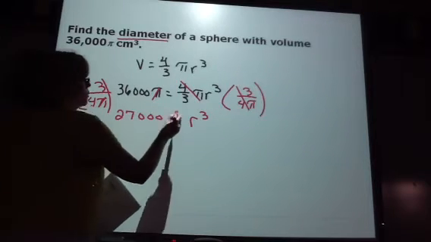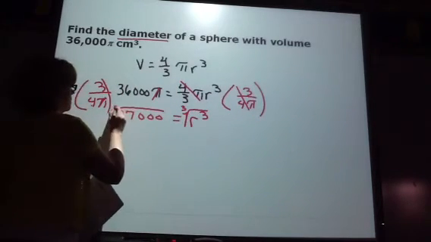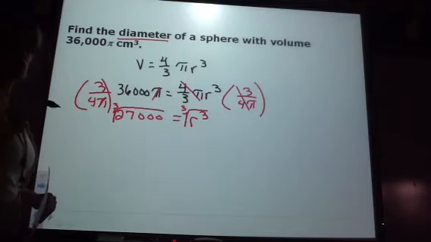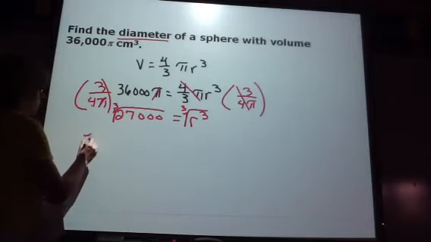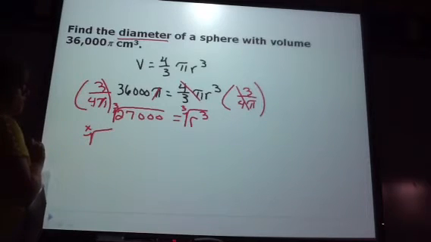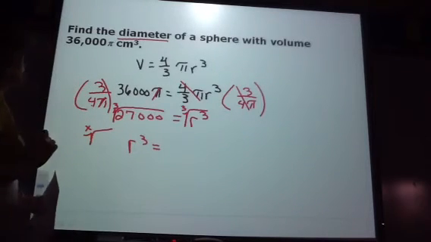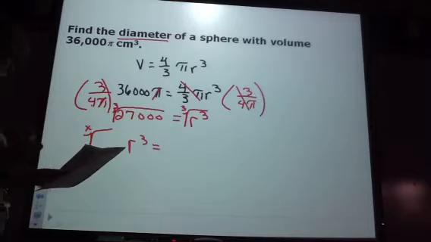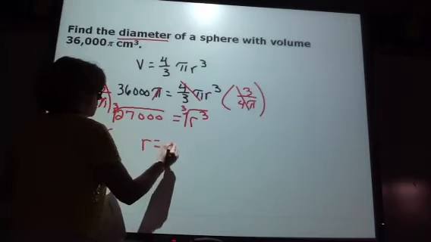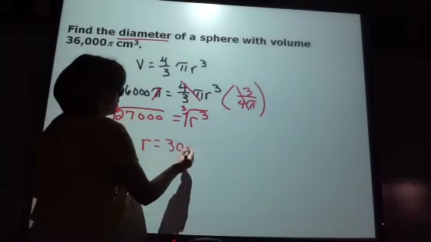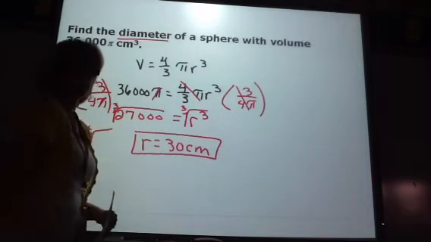Then we've got to find out what r is. I'll show you in class how you can find this in your calculator. You're going to use this button right here. So once you find the cube root of 27,000, you get 30. We're talking about centimeters, therefore your radius is 30 centimeters.